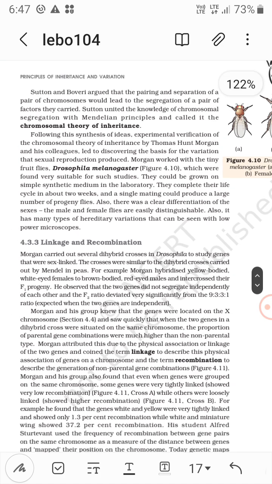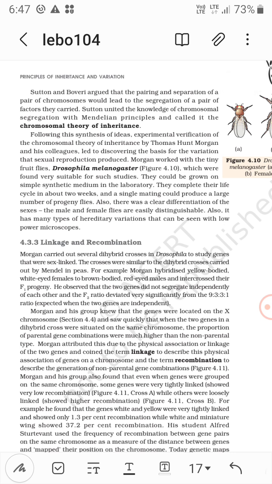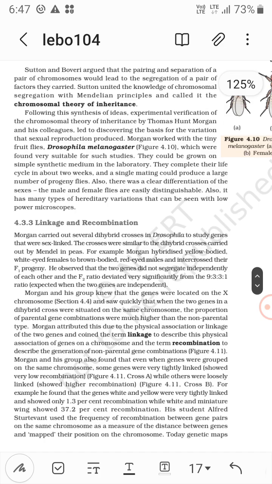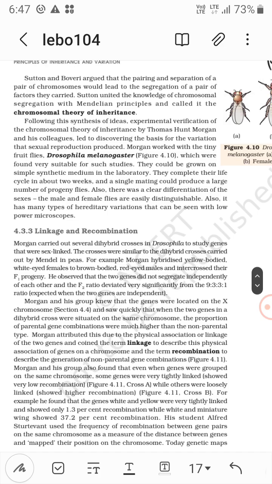Now, following the synthesis of ideas, experimental verification of the chromosomal theory of inheritance was done by Thomas Hunt Morgan, right? Thomas Hunt Morgan and his colleagues discovered the basis for the variation that sexual reproduction produces. Morgan worked with tiny fruit flies, that is Drosophila melanogaster, which were found very suitable for such studies.